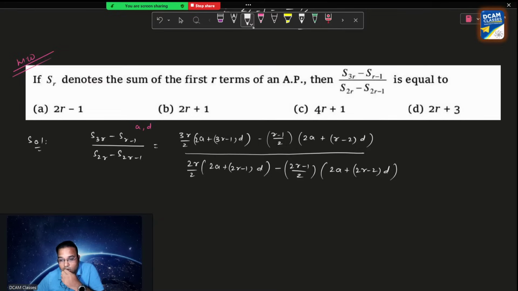Now, R by 2 into 6A plus 9RD minus 3D, minus 2A minus RD plus 2D. Now what?